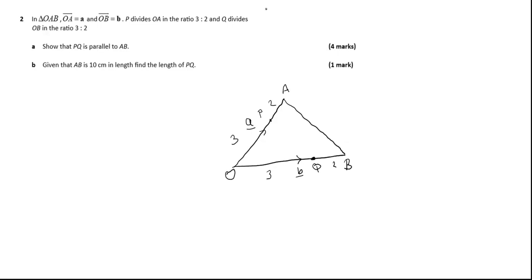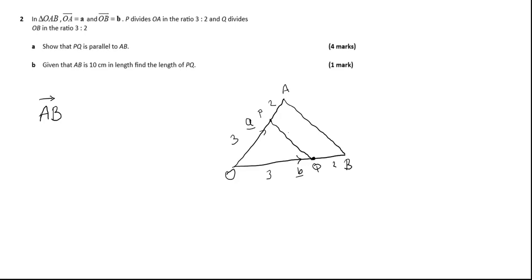Show that PQ is parallel to AB. So P to Q is parallel to A to B. Right. So when two vectors are parallel to one another, that means they are multiples of one another. So let's find out what A to B and P to Q are and see if they are multiples of one another.